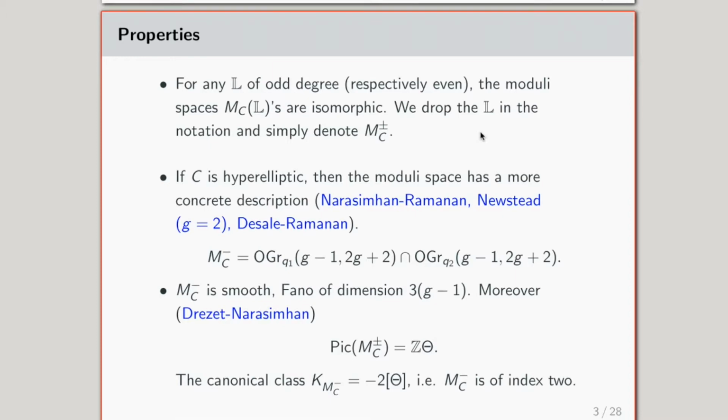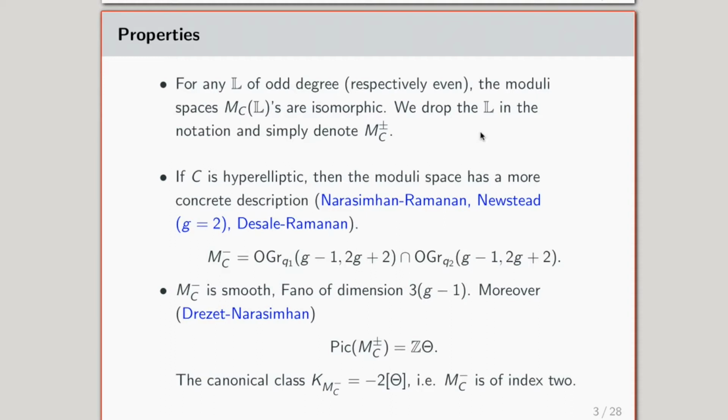Now, as I pointed out, M_C minus is smooth. It is of dimension 3(g minus 1), and these are always Fano, whether I take plus or minus. The theorem of Drezet and Narasimhan says that the Picard group is Z, and the index of this moduli space is 2 for the smooth one. The Picard group is always Z, but the index for the plus one is 4.